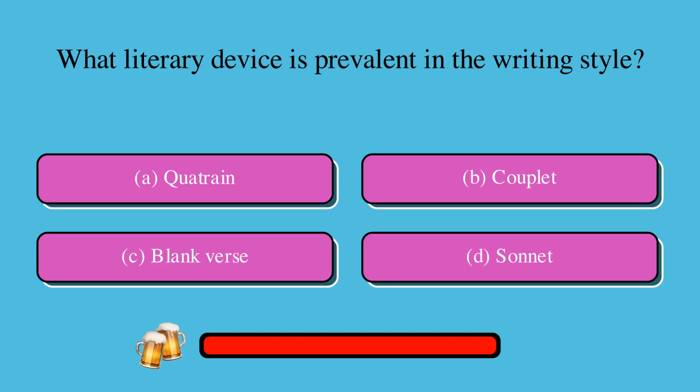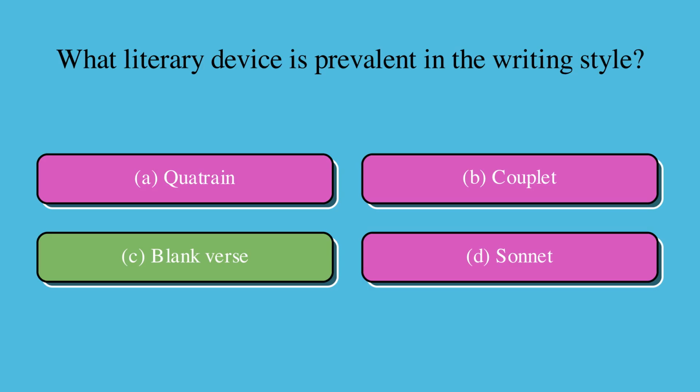What literary device is prevalent in the writing style? Is it A, quatrain, B, couplet, C, blank verse, or D, sonnet? The correct answer is C, blank verse.